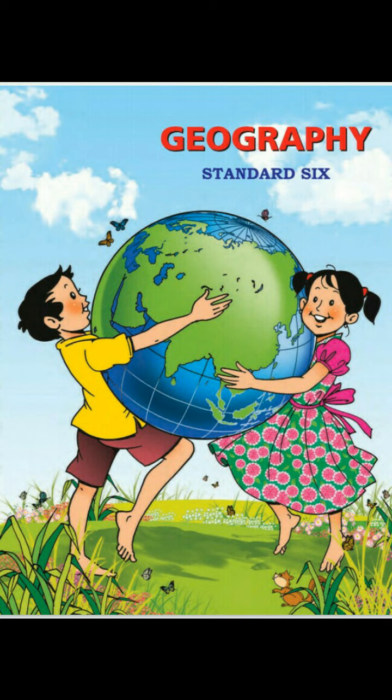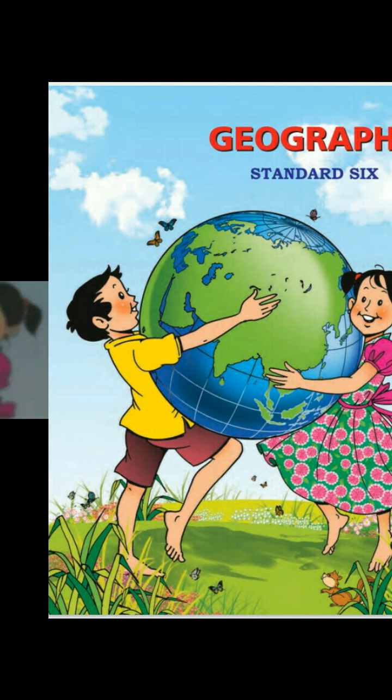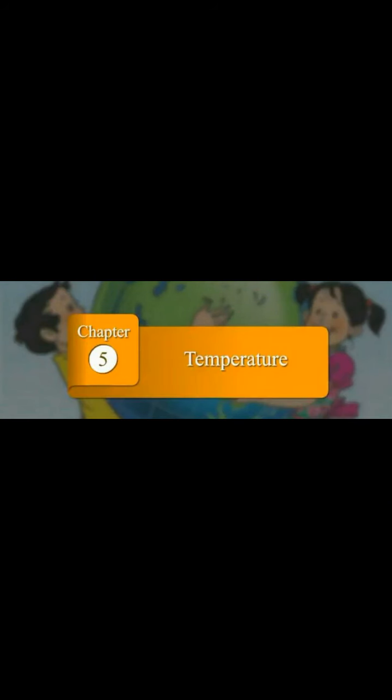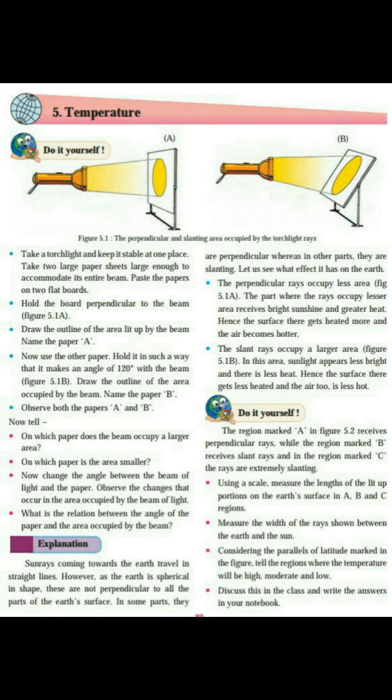Today, we are going to start our geography's fifth chapter, temperature. You have to do this activity. Take a torch light and keep it stable in one place.